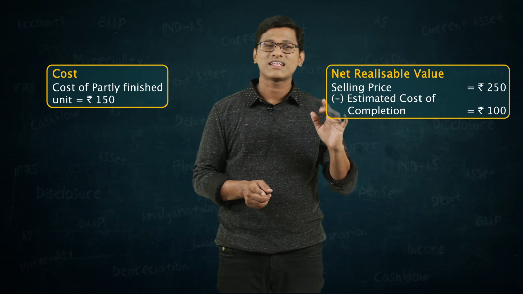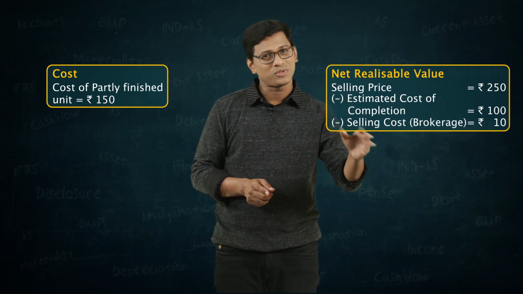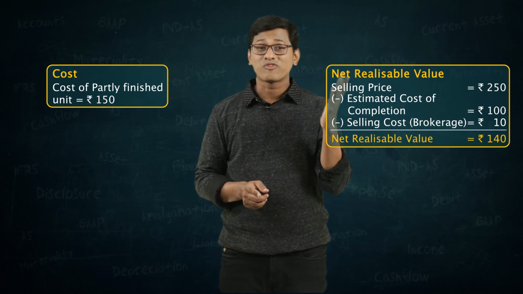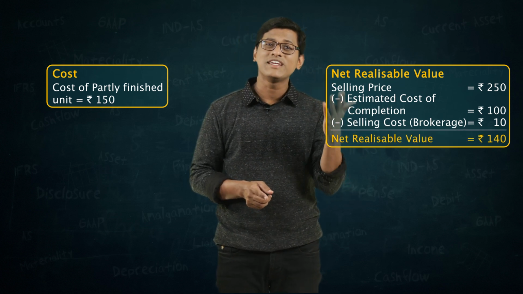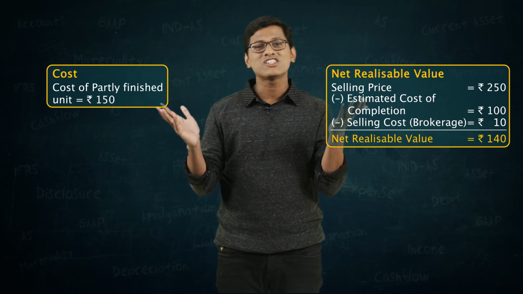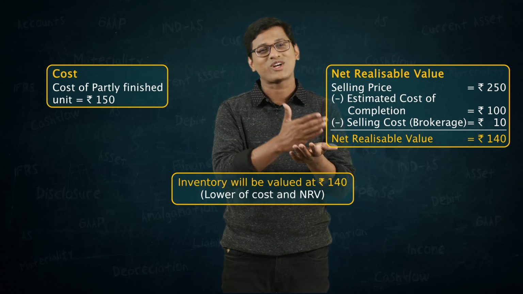Subtract that. Minus incidental selling expenses. What is that? 10 rupees. Subtract that also. So what will this give you? 140. So friends, basically net realizable value is 140. 150 or 140, whichever is lower. So here inventory should be valued at 140.